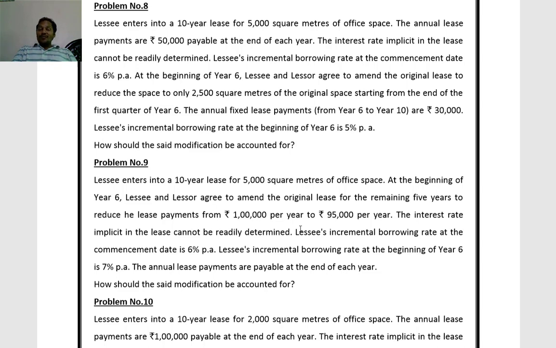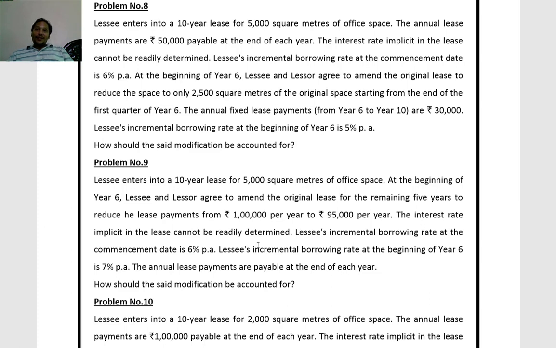Lease modifications may be an increase in scope or a decrease in scope, that is a change in scope, increase in space, decrease in space, change in the space, change in the lease rent. So all these are part of lease modifications. Here the lease modification is in terms of a change in lease payment from 1 lakh to 95,000 per year.